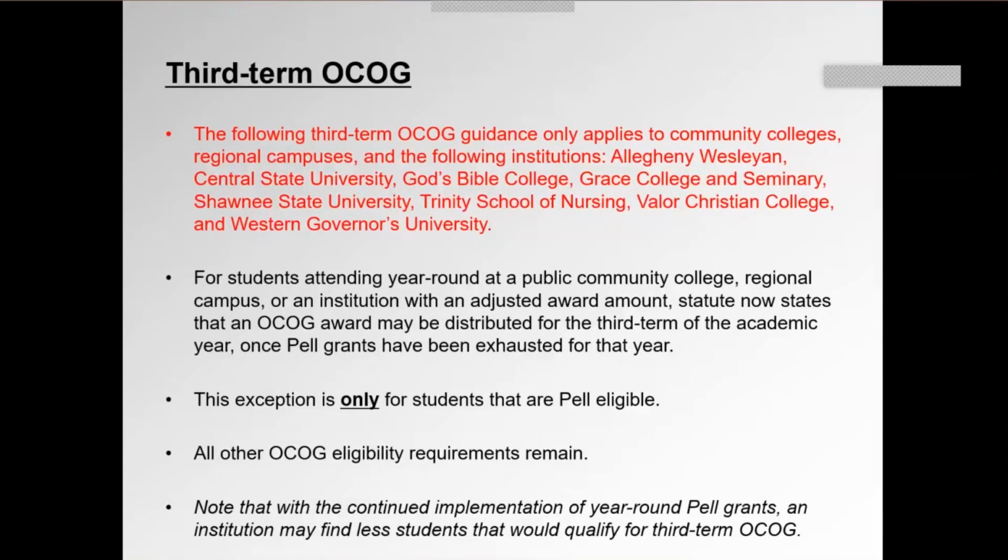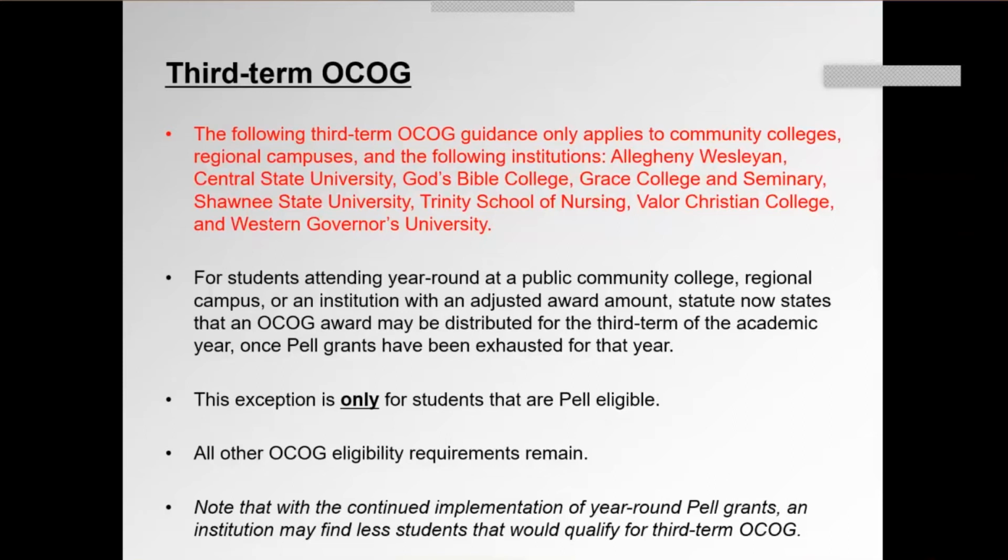And again, it would just be for community colleges, regional campuses, and these institutions that are listed here in red. And these are also the institutions that have a reduced amount on the award chart. So if you have a student that has exhausted their Pell after the second term of the academic year, then they can receive OCOG for that third term in the academic year, that full amount of their sector award amount. Because of year-round Pell, though, a lot of students aren't eligible for this, but you do have those students that have reached their LEU after the second term who may be eligible for this.